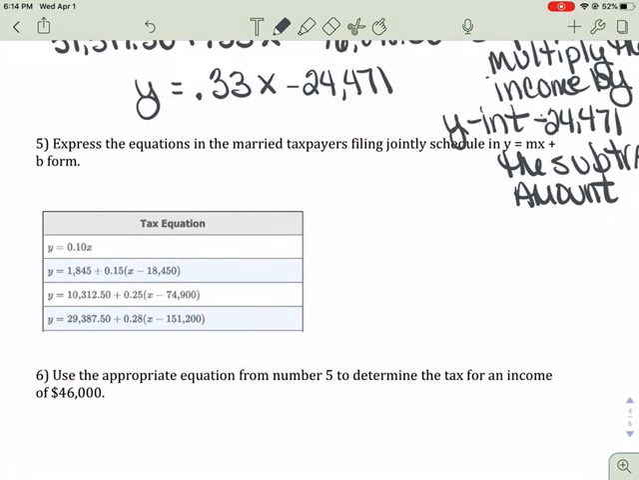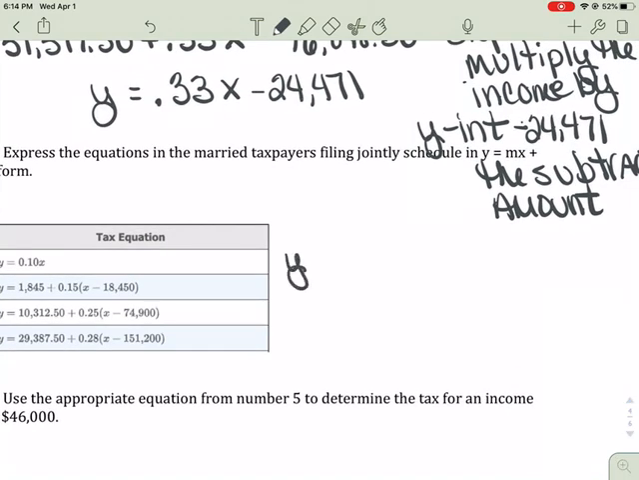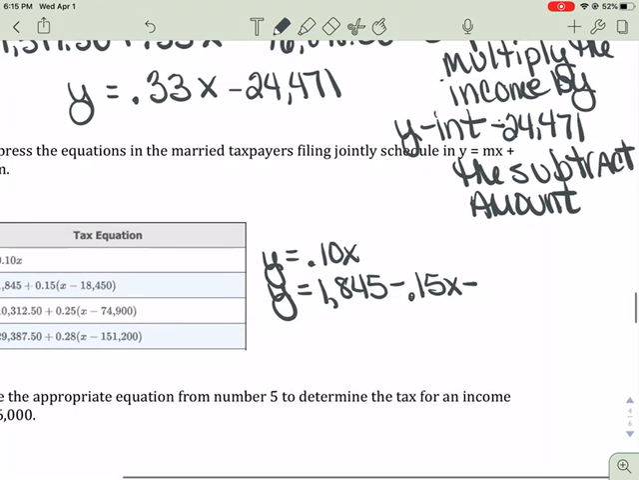All right, so take a minute or two and let's express these forms in y equals mx plus b. All right, so the first one's going to stay the same because there's no distributive property. So we're going to get y equals 1,845 minus 0.15x minus 1,845 times 18,450.